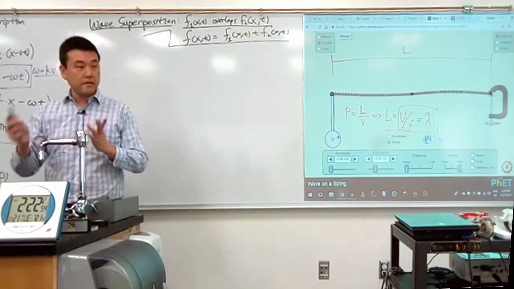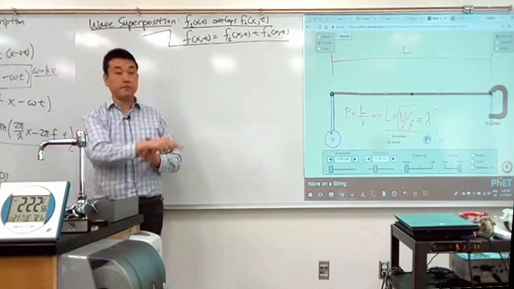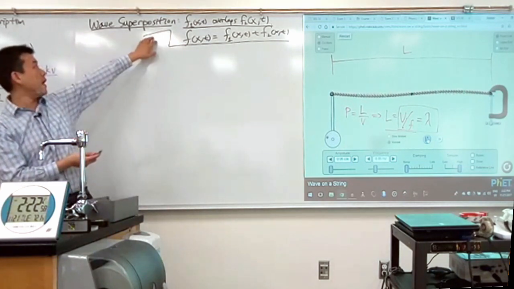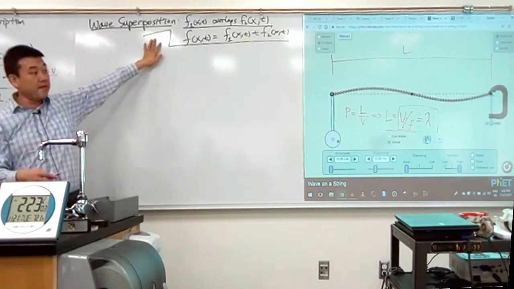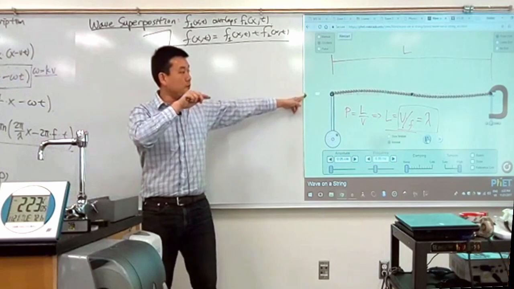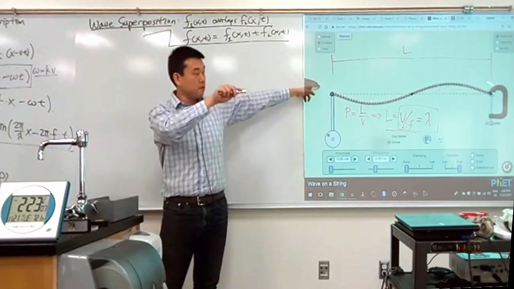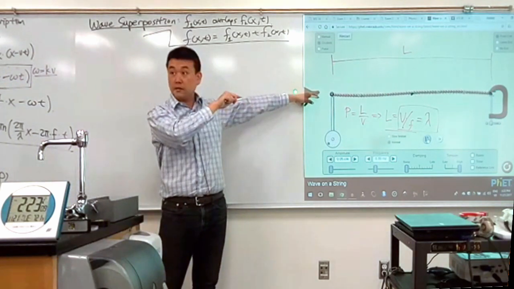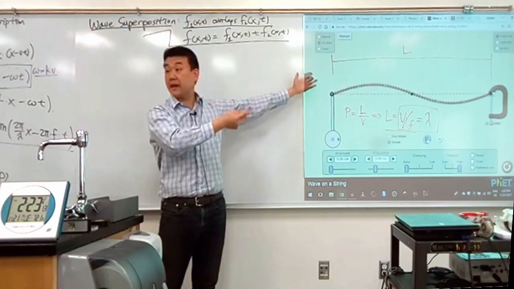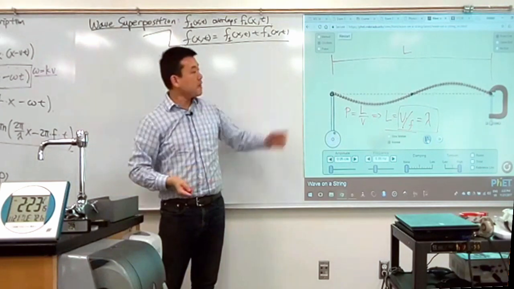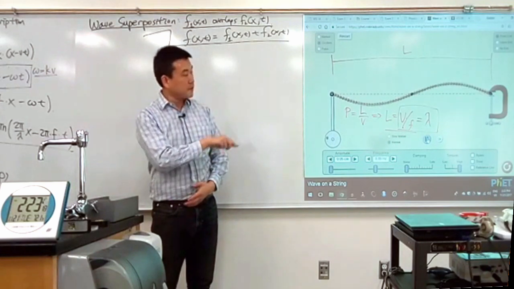And the only thing that's causing the displacement here to be 0 is the wave superposition, or what we call wave interference. It's the addition of the wave that's traveling from left to right and the wave that's traveling from right to left. They add in such a way that at this point, they always cancel out. And how that happens will depend on the frequency.